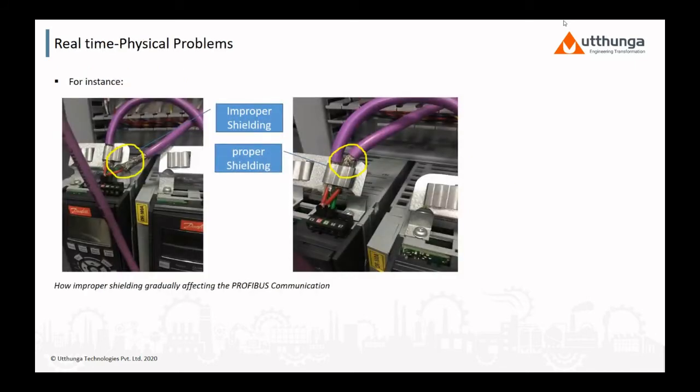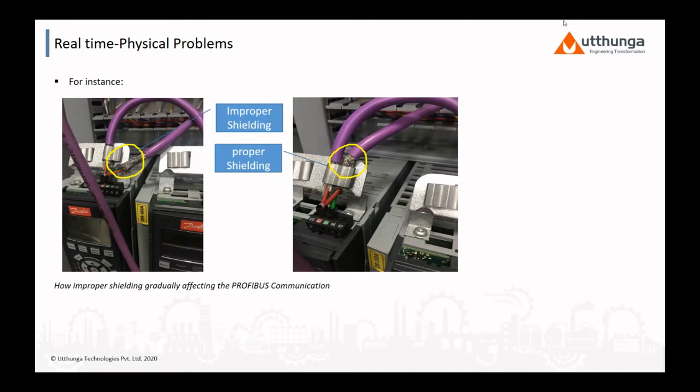So this is one of the real-time examples. You can see in the left side image, the drive shielding was not perfect. Here in the right side image, after our commissioning, we put it in a standard, and the shielding was perfect. What will happen? As I already mentioned, I will explain once more what will happen if the shielding is out.